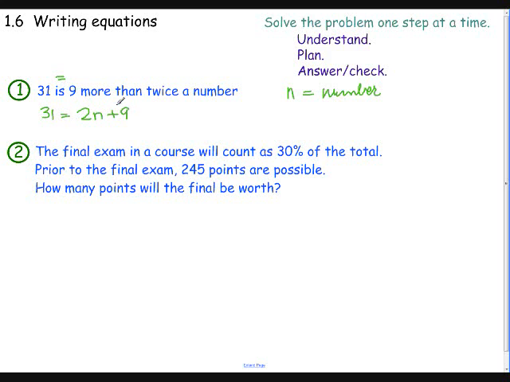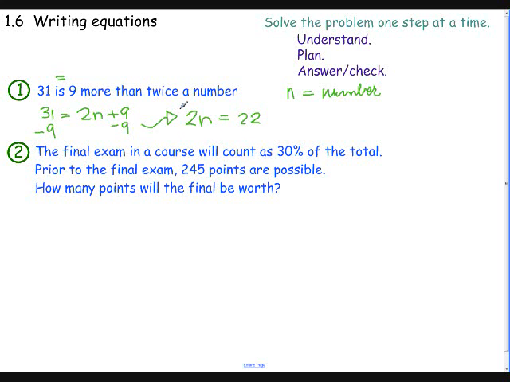31 is 9 more, plus 9 is 9 more, than twice that number, sure. Now we can go ahead and find our answer. We're going to use the properties of equality here, which means I'm going to start with the addition property of equality. I'm going to add a negative 9 to both sides. That will bring me to 2n is equal to 22.